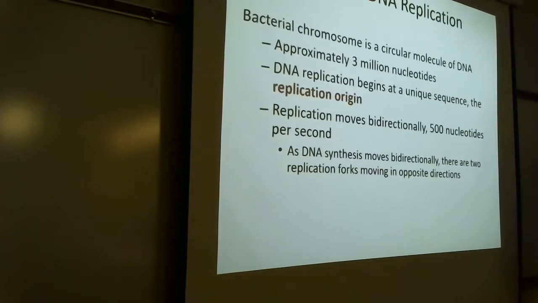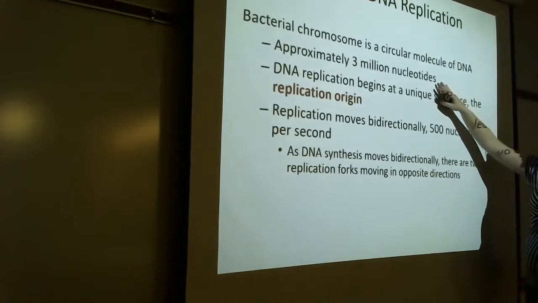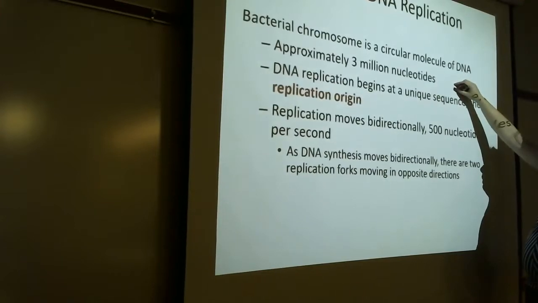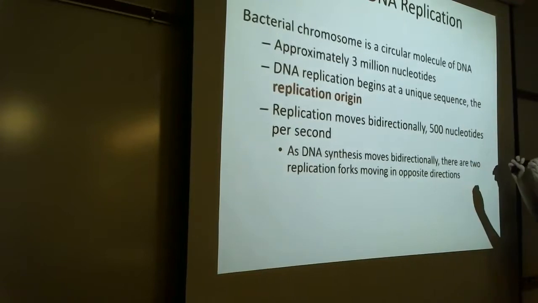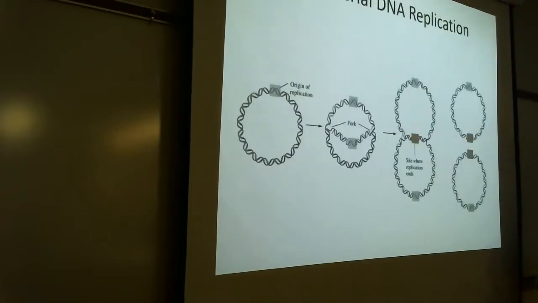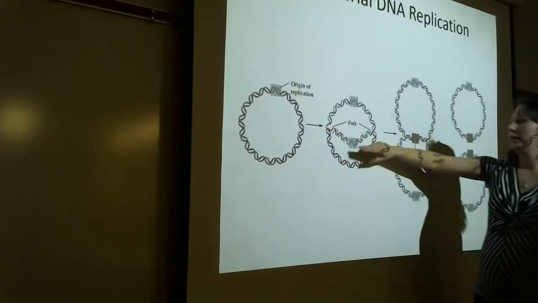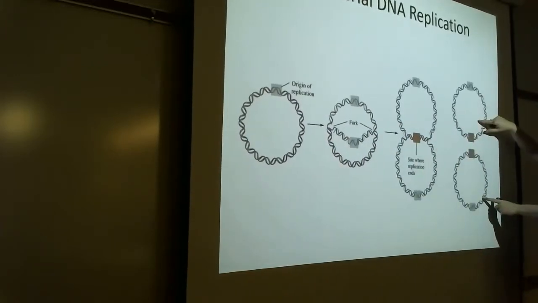So bacteria, those guys are all prokaryotic, right? And their entire chromosome is a circular shape. I'm not going to make you memorize how many nucleotides it is, but you start at a beginning sequence called the replication origin, and then it moves bidirectionally. You get two at the end. Right, so here's a picture. You have a place where replication begins, and then it occurs both ways, and then you get two at the end.